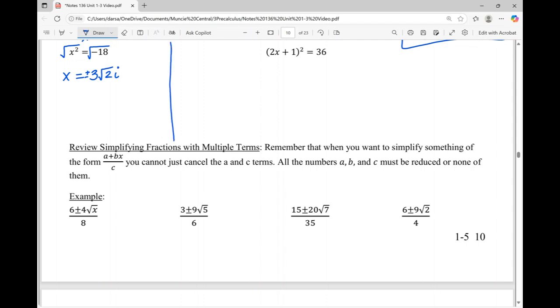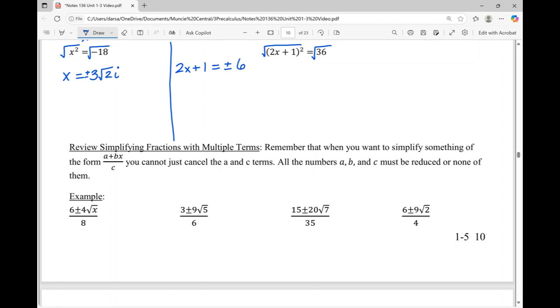Now, probably the hardest problem that you're going to see is this next one. Something like (2x plus 1) squared equals 36. Now, it's already isolated. So all we need to do is take the square root of both sides here. So on the left, the squared and the square root cancel. So we're left with the inside, 2x plus 1. And we're going to remember to add our plus or minus, and the square root of 36 is 6.